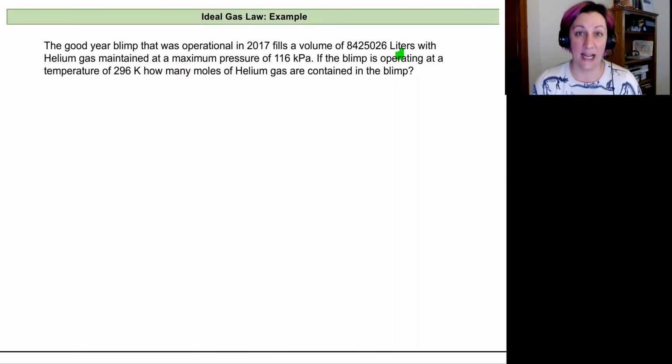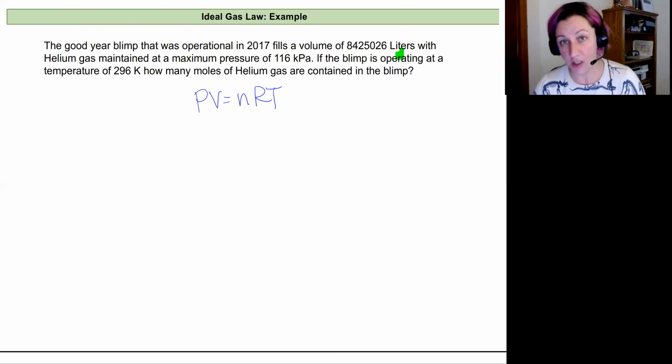Let's walk through an example of how to use the ideal gas law. So I'm going to write it up here, PV = nRT. And it's helpful to be comfortable rearranging equations when doing these types of problems. So we have a Goodyear blimp.